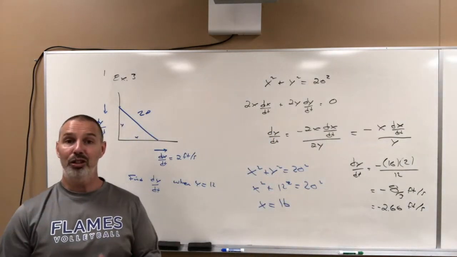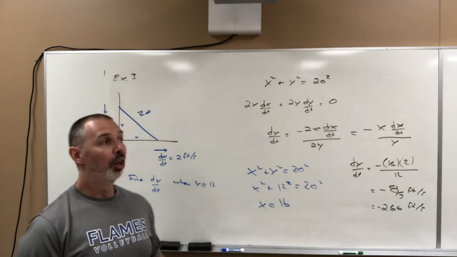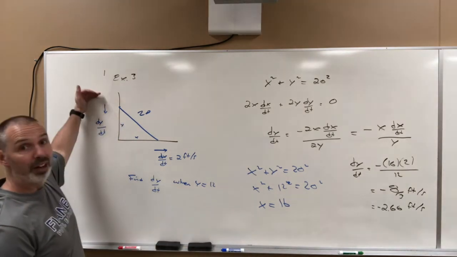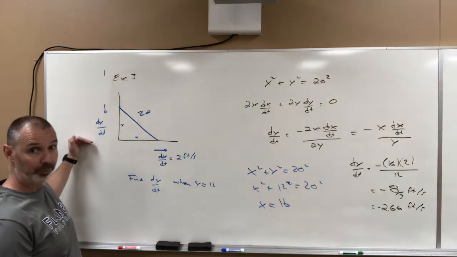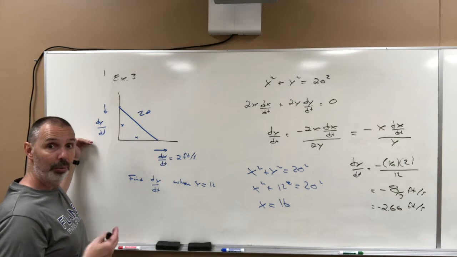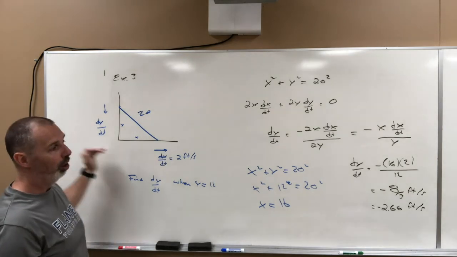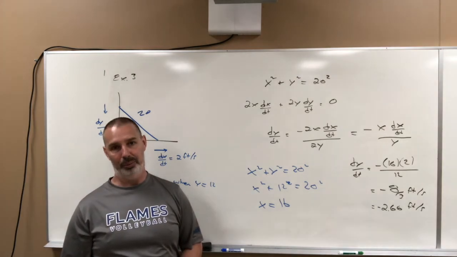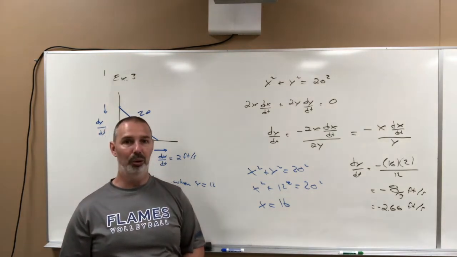Again, answers need to make sense for the question. We are getting a negative value for the rate of change because it's going down. Just like physics and everything else that we do, direction matters. This is going down, so we are getting a negative number to reflect that it is going down. All right, let's do another example.